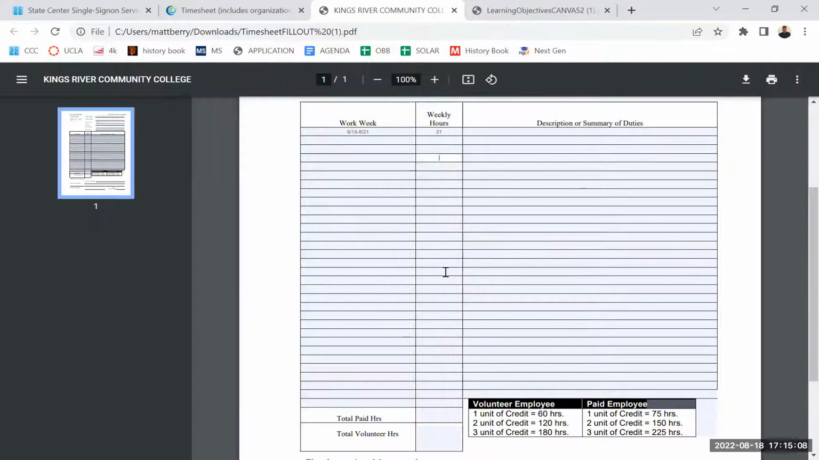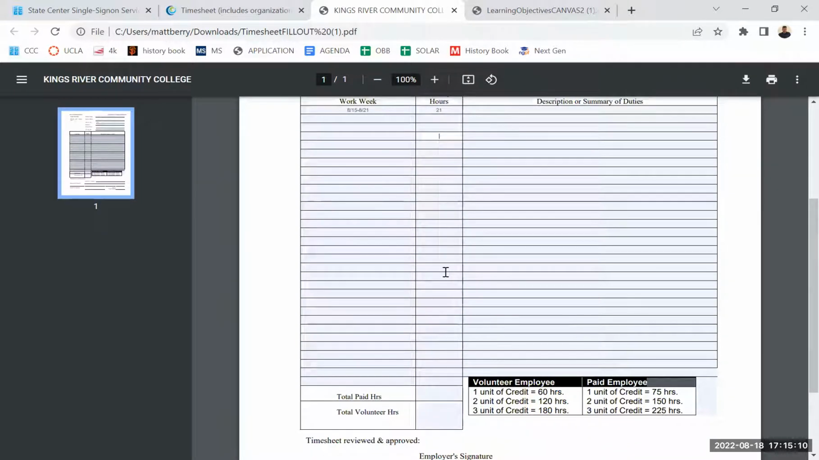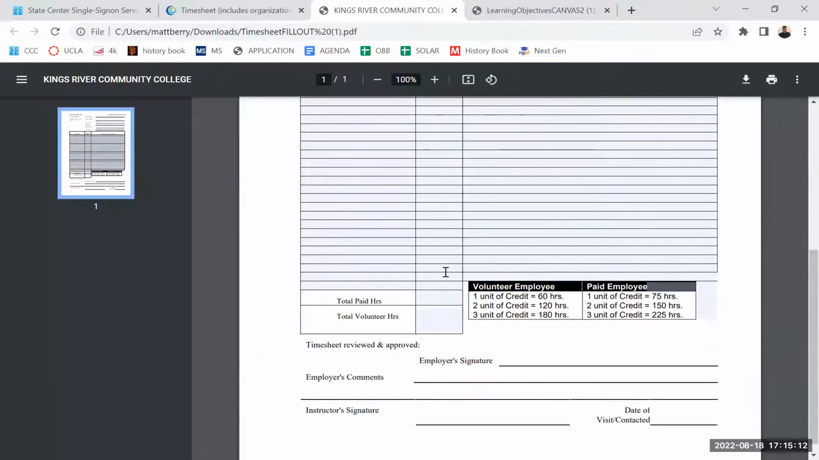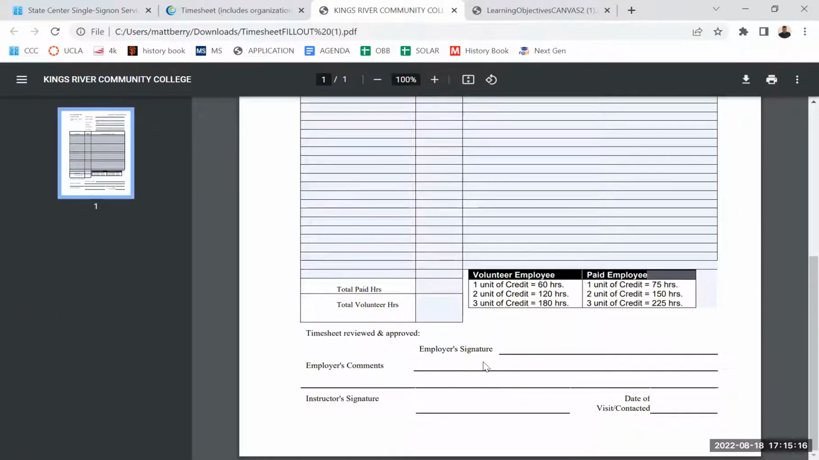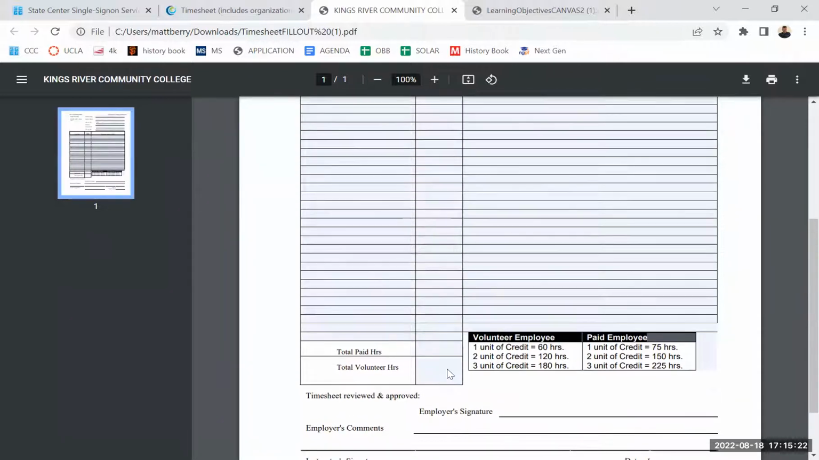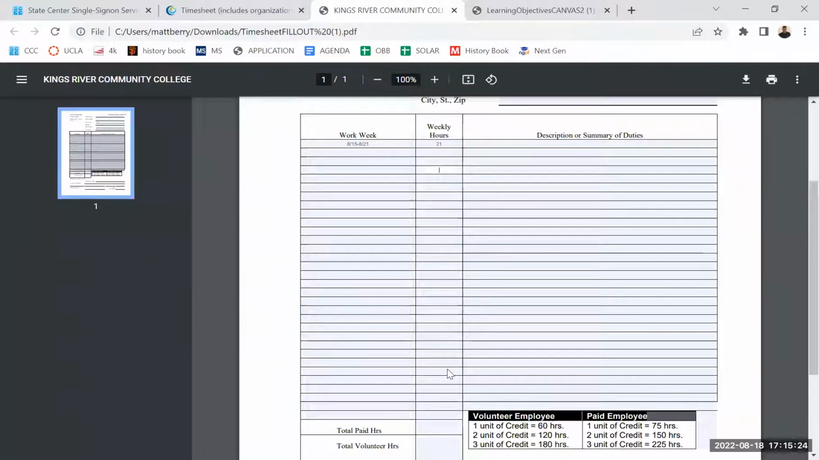After you have completed the amount of hours that you signed up for, you'll write your total hours. Your employer, your supervisor will sign this. If they have any comments to make, they can make them here. And then you will submit that the same way you submitted your objectives form.